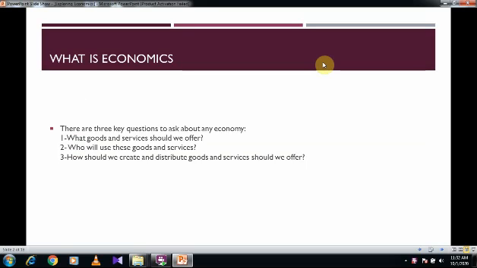When you study an economy, there are 3 questions to ask. Number 1, what goods and services should we offer? Number 2, who will use these goods and services? And number 3, how should we create and distribute goods and services?